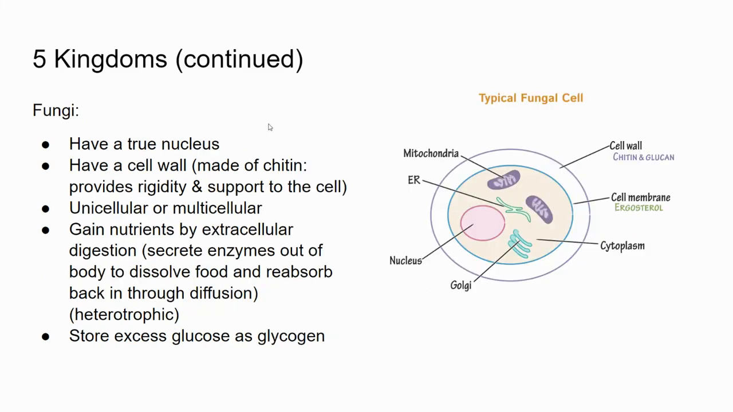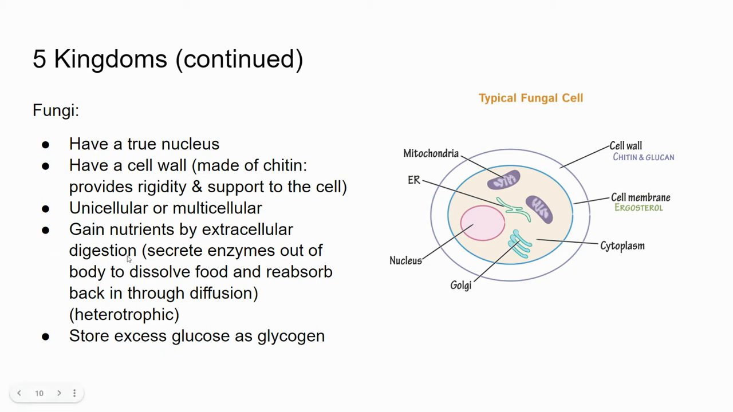The next kingdom is fungi, and they also have a true nucleus, which again puts them in the eukaryote domain. They have a cell wall, but it's made of chitin, not cellulose, and its function is still the same as the cell wall of a plant. They can either be unicellular or multicellular. In the unicellular case, you have yeast, bread mold. Multicellular, you have mushrooms. They gain nutrients by extracellular digestion: they secrete enzymes out of the body to dissolve food and reabsorb it back through diffusion. That is the definition of extracellular digestion.